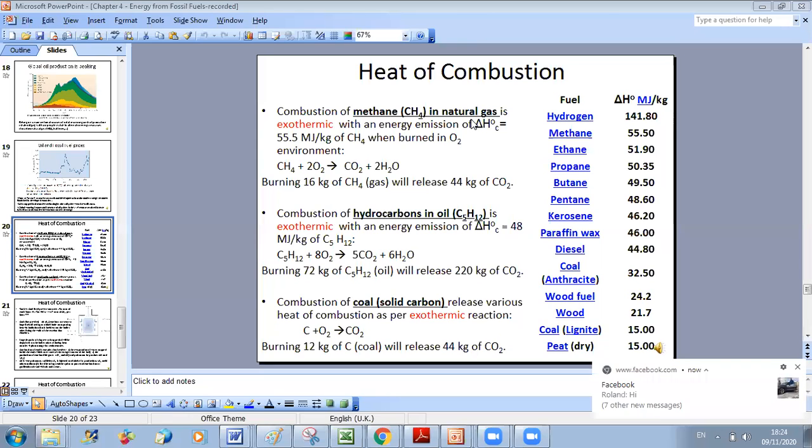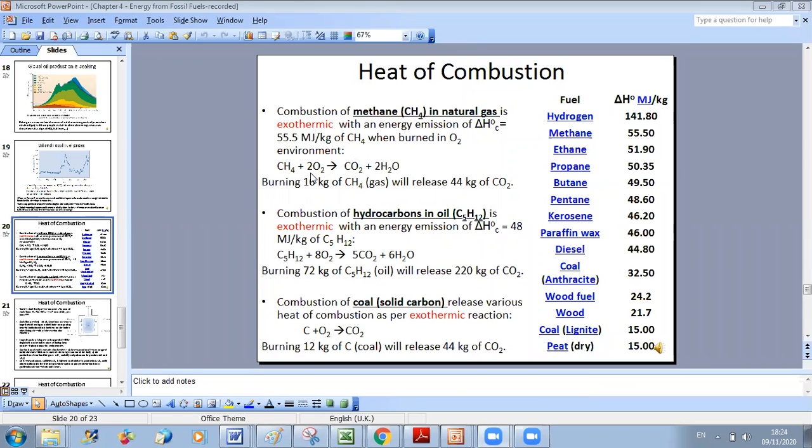But in these applications, mainly we work with complete combustion. So the products are CO2 and H2O. Now, how to write the chemical reaction? It's very simple. First I know that CH4 plus O2 will give me CO2 and H2O.